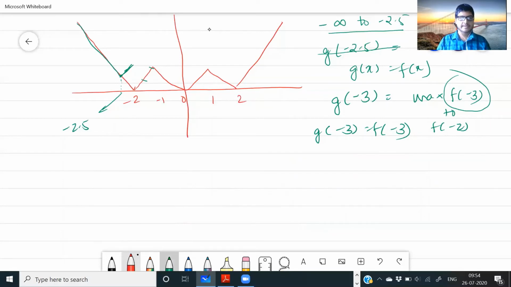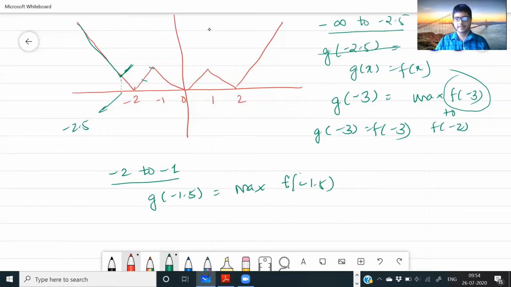Okay, so the next region is, let's say, minus 2 to minus 1. From minus 2 to minus 1, the graph is going to be a constant. So g of minus 1.5 we can check. It would be the maximum of f of minus 1.5 to f of minus 0.5. So what is the maximum value in between this? It is f of minus 1.